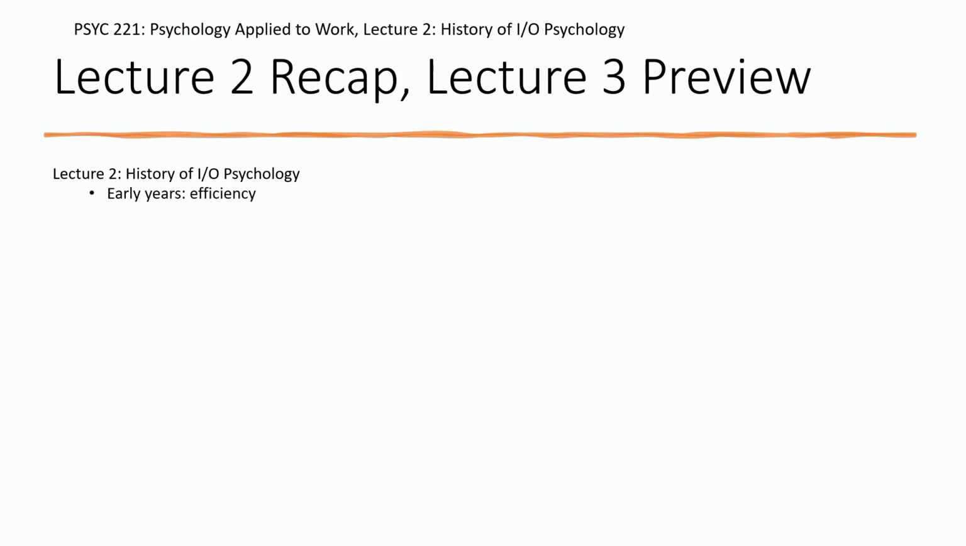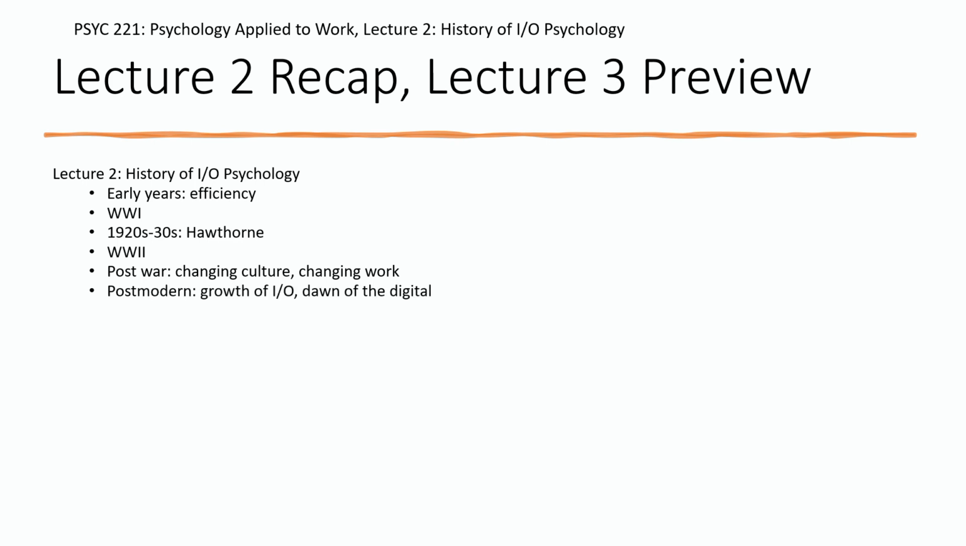We started back in the early 20th century, focused on efficiency. We talked about World War I and how that developed selection tests, the Alpha and Beta tests. We talked about the Hawthorne studies and the Hawthorne effect, that just the process of being observed ends up having people change their own behavior. And then World War II and the birth of engineering psychology, post-war accelerating changes to our culture in the workplace, the dawn of the digital, and then the crazy times we're in right now.